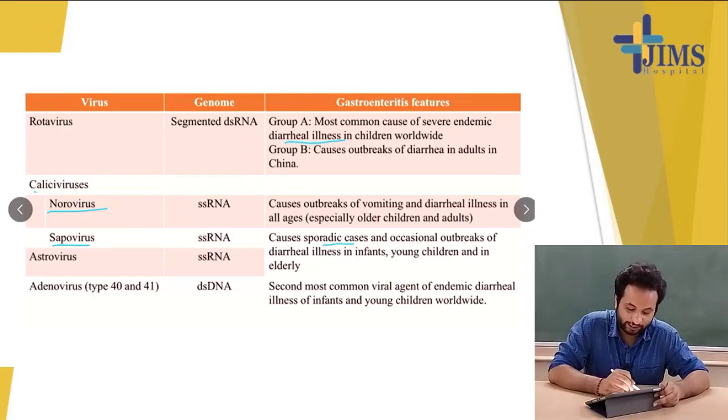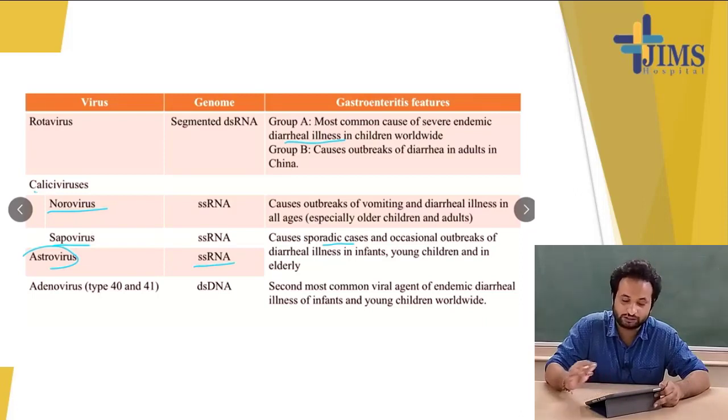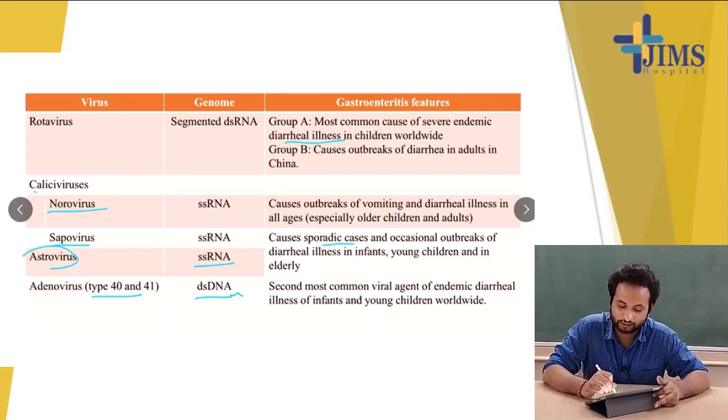Then we come to Astroviruses, which are again single-stranded RNA viruses which cause sporadic cases and occasional outbreaks of diarrheal illness in children and adults. And then there is Adenovirus, which is type 40 and type 41, a double-stranded DNA virus. It is the second most important cause of viral diarrhea, and it happens in infants and young children worldwide.